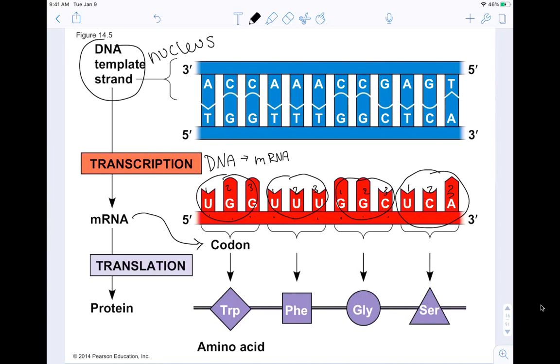Okay. Then translation, which we know takes that mRNA copied code from DNA and turns it into a protein. Remember, I said codons code for what? Codons code for amino acids, and amino acids are the subunits of a protein. A whole bunch of amino acids put together with polypeptide bonds equals a protein. Okay, so UGG, codon number 1, makes our first amino acid. Codon number 2 is going to make our next amino acid.